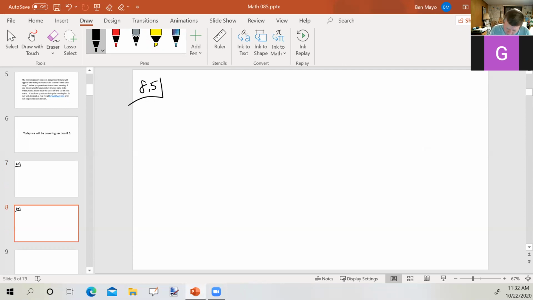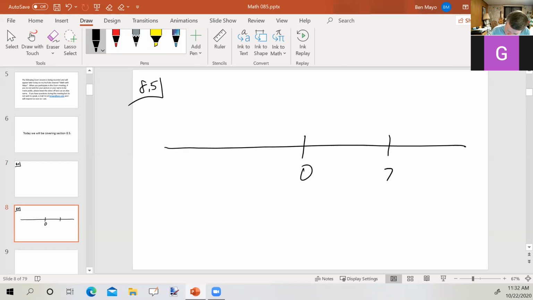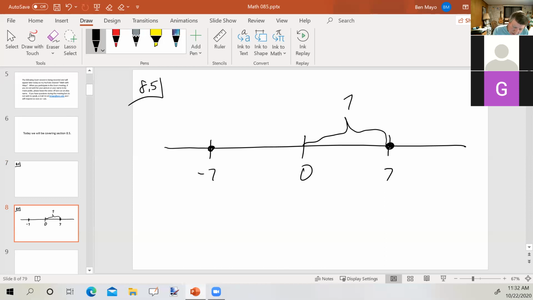So let's say we've got a number line, and on that number line, we have 7 and -7. What is the distance from 7 to 0 on the number line? How many units? 7. Good. What's the distance from -7 to 0 on the number line? 7, right.